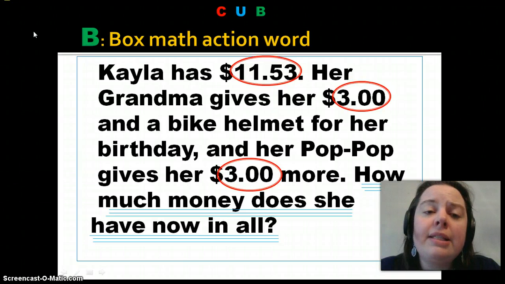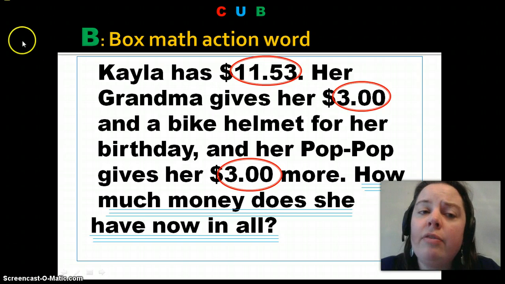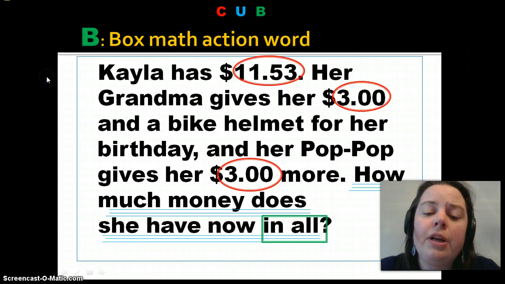So we're going to box the math action words. So let's look at the problem. Kayla has $11.53. Her grandma gives her $3 and a bike helmet for her birthday, and her pop-up gives her $3 more. How much money does she have now in all? Does anybody see any of those math action words? Good, in all. So we're going to box in all, and that is going to show us how we're going to solve the problem later.